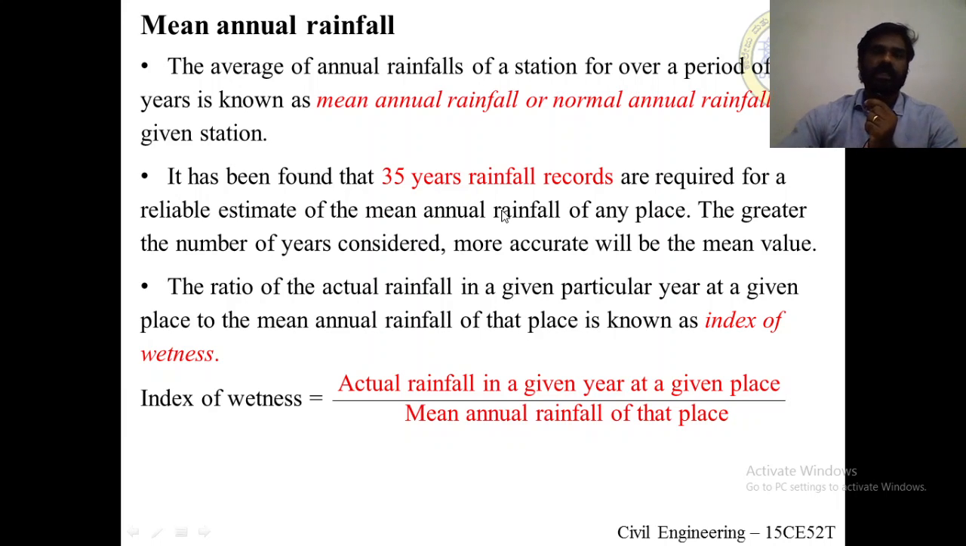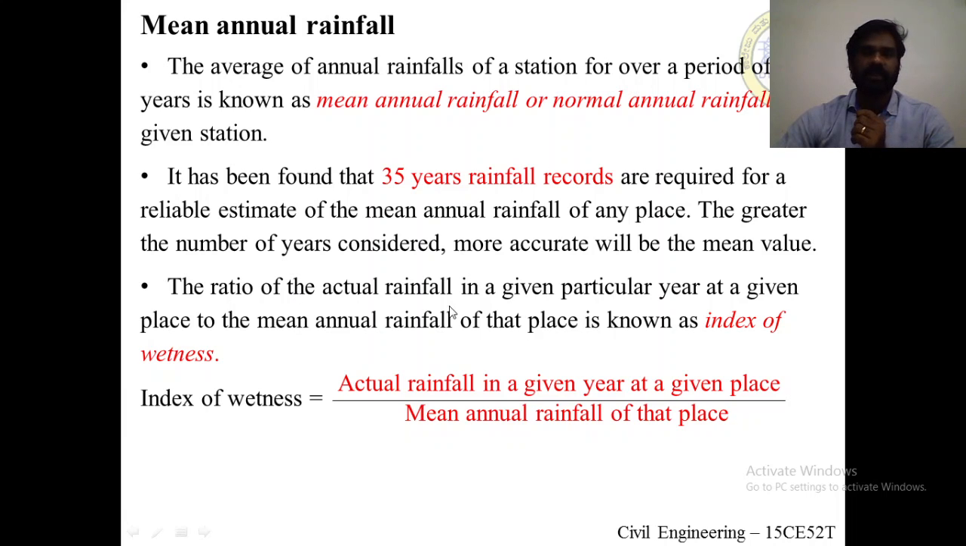See, this mean annual rainfall is very important and it is required for planning and designing of any hydraulic structures or irrigation structures. Hydraulic or irrigation structures means dams, bridges, weirs, barrages, any structures that we construct to control flow of water in rivers or to store water. For these, we need the mean annual rainfall.